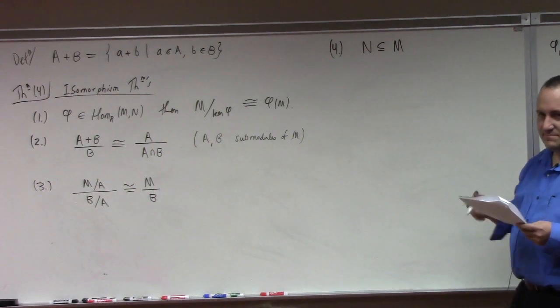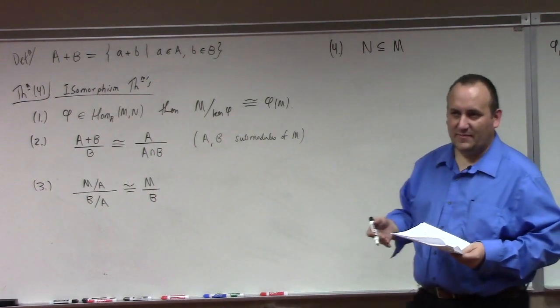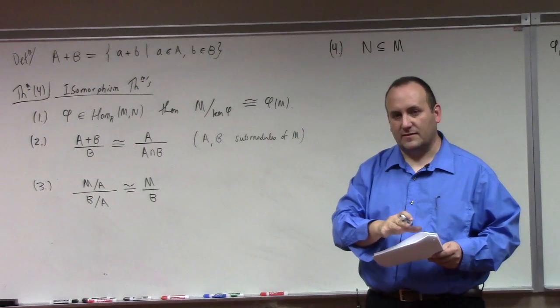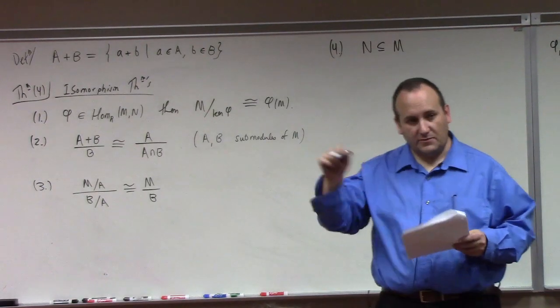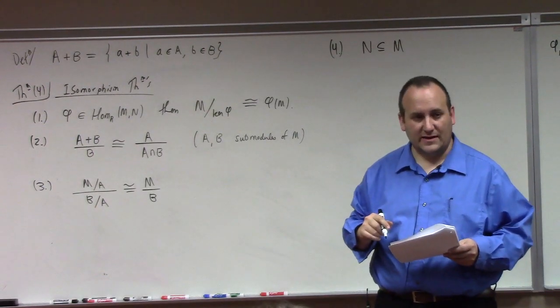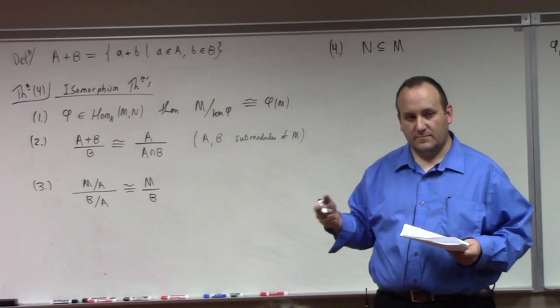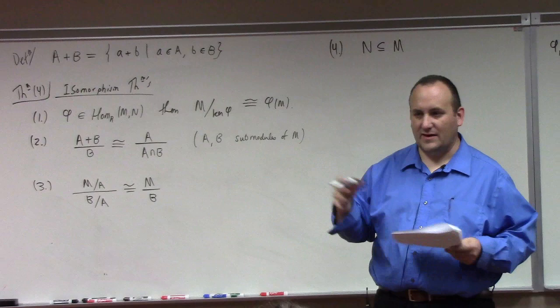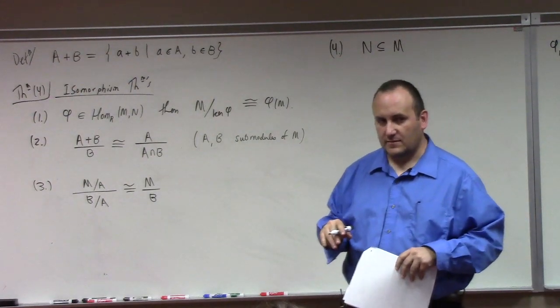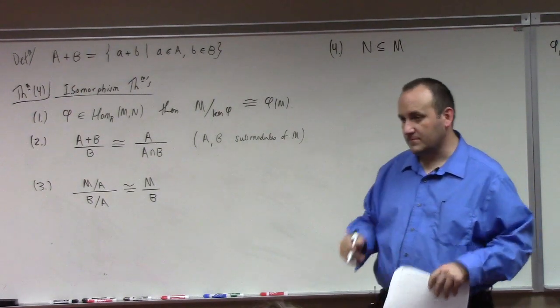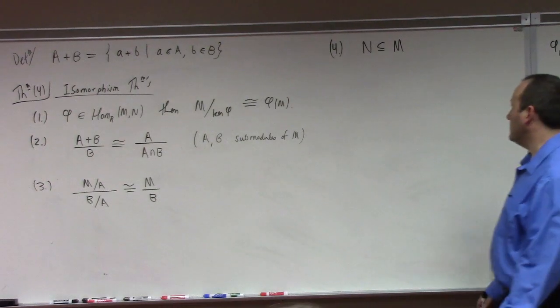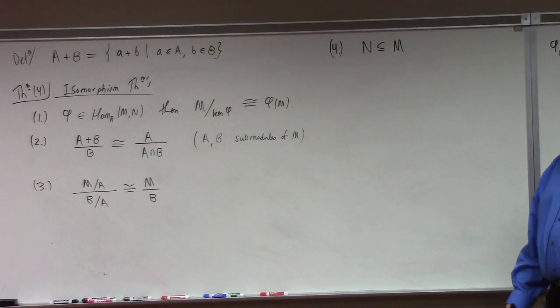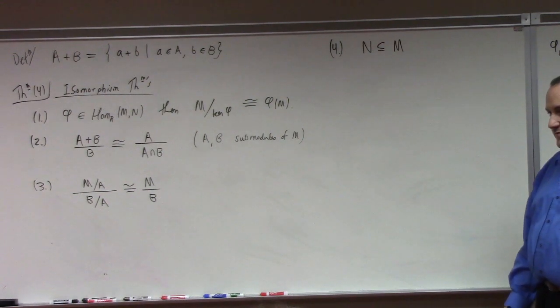I'm not in the habit of writing N less than or equal to M to mean submodule, like I was doing in linear algebra. When I wrote W less than or equal to V, that means W is a subspace of V. I don't have that kind of notation here. But if N is a module and it's a subset of M, it would necessarily be a submodule, right? As long as it's a module with respect to the inherited module structure of M.